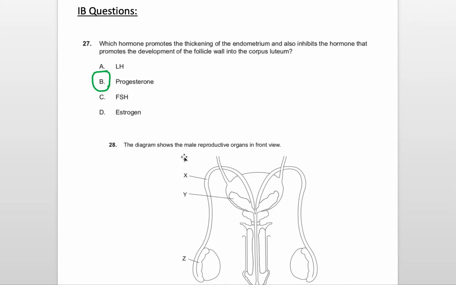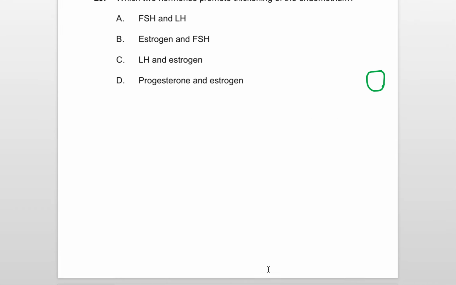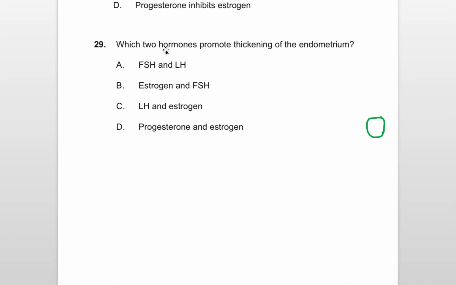In this case, this question would be easier than the one we just saw, because it simply brings up just the first part. And we know it's progesterone and estrogen. It doesn't make it more complicated by introducing a new piece of information. Therefore, we know the answer is progesterone and estrogen, because the other options have nothing to do with the endometrium.